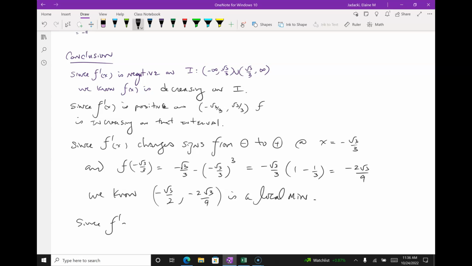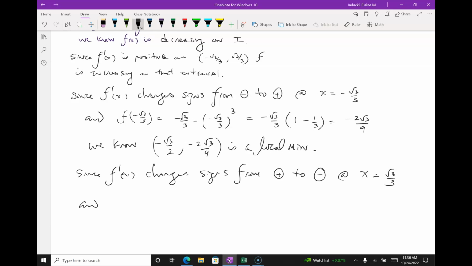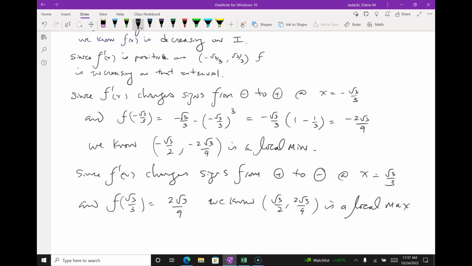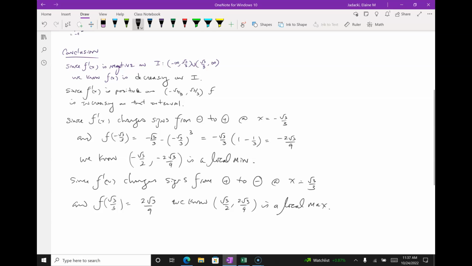Since f prime of x changes signs from positive to negative at x equals positive rad 3 over 3, and f of positive rad 3 over 3 equals 2 square roots of 3 over 9, we know rad 3 over 3, comma, 2 rad 3 over 9 is a local max. Boom, done. A pain in the whatever, right?